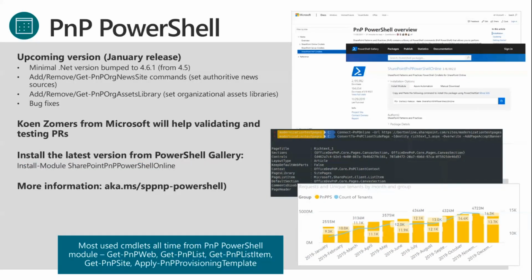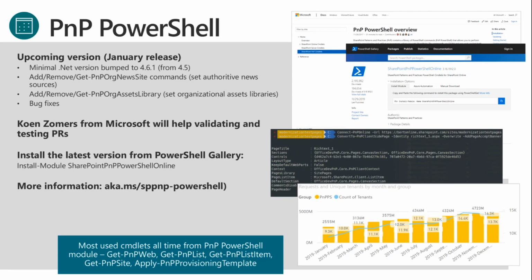All right, so PowerShell, again, the .NET version bump, and then 2 new sets of commandlets, one around setting authoritative news sources, so setting sites that have authoritative news, so that news gets rolled up to the company portal using the PnP org news site commandlets. And in a similar fashion, there is a set of commandlets to configure and set organizational asset libraries.